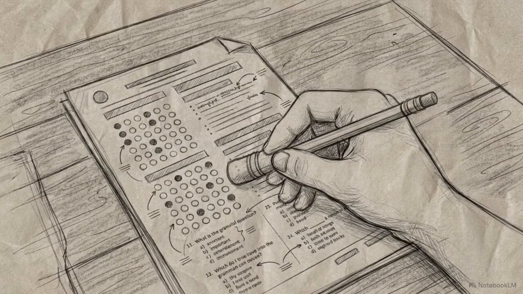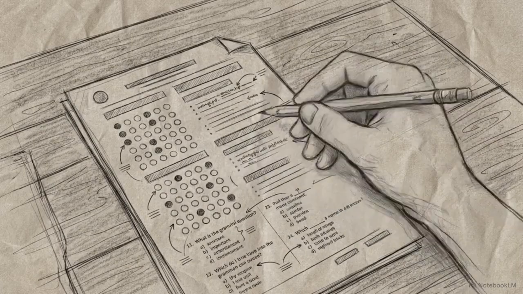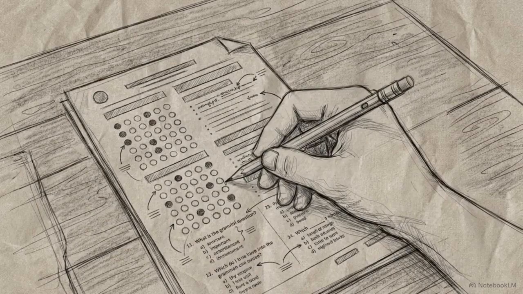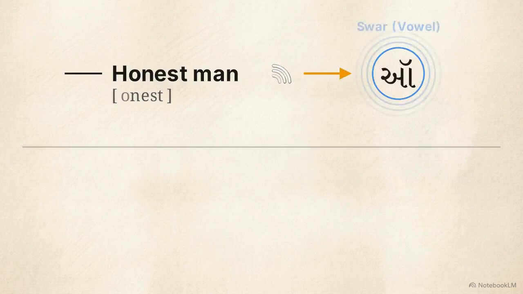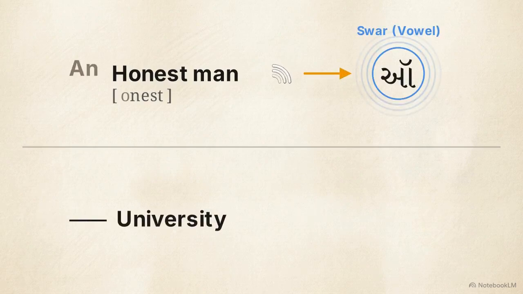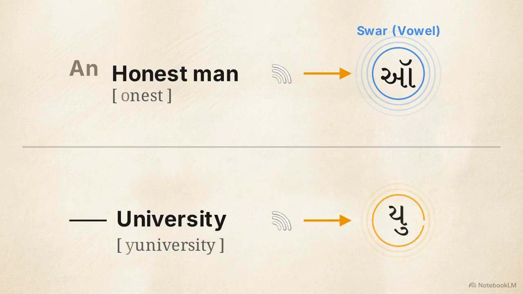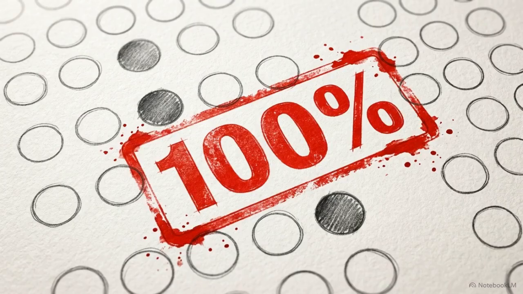Let's bring this back to the start. You're sitting in the exam hall, and those two trap questions appear. You see blank honest man. You say honest. The first sound is the vowel ah. You see blank university. You say university. The first sound is the consonant U. Without hesitating over spelling rules, you mark an honest man and a university. Secure your marks and move on.